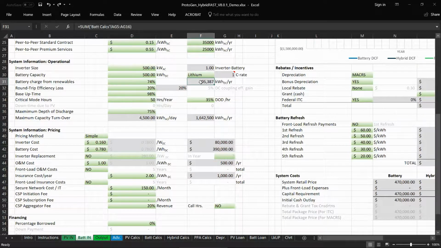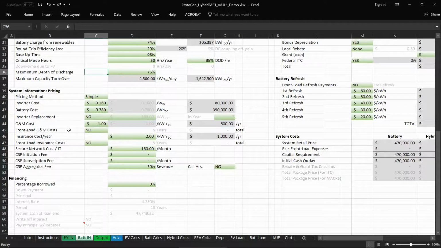And then this is how much of those kilowatt hours are going to be coming from the PV to the battery. We also have efficiency calculations, your base uptime calculations, and some other usage information in this section, which you can explore further by reading the notes. And then just like the PV system, below that we have the pricing information.